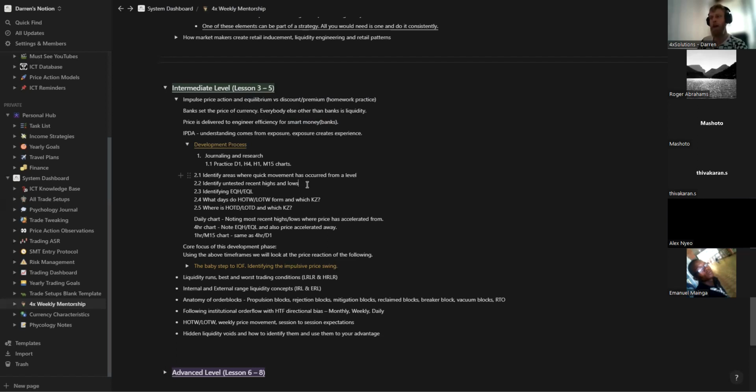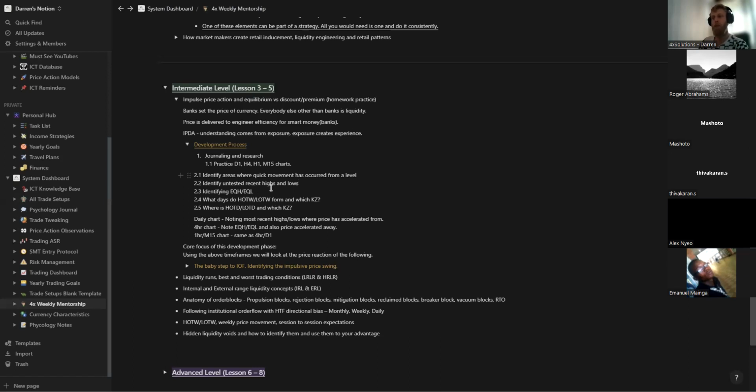Number 2, identify untested recent highs and recent lows. Okay, so why would we want to do that? Well, because if it's untested and price moved away from that high or that low, there would be resting orders, or buy side, sell side liquidity sitting above those swing points. So that is why we want to identify those.